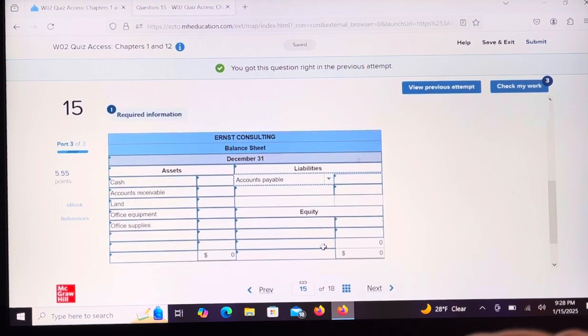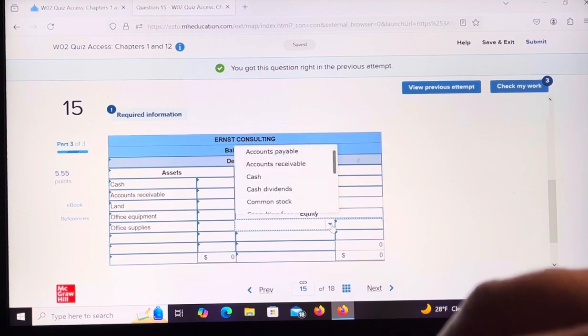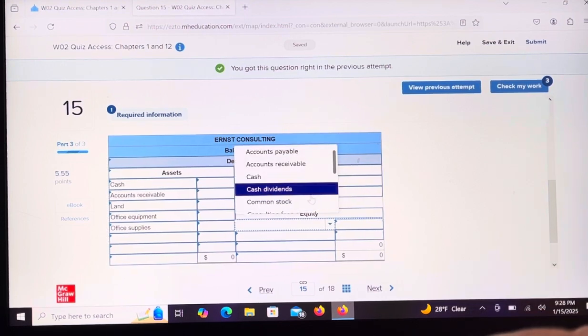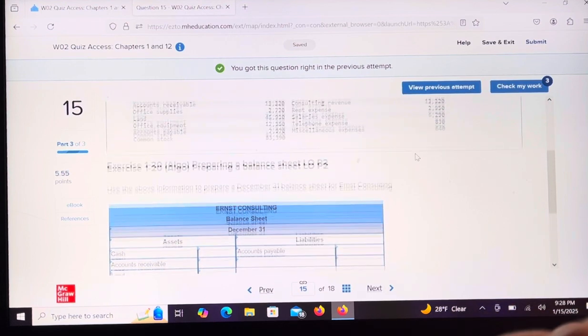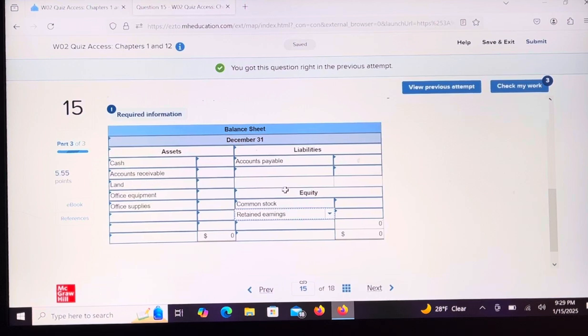Okay, now what items are equity? Well, equity is common stock. Go up here. Common stock, retained earnings. That's the answer we got in question 14. And that looks like those are equity. We're going to go ahead and fill those in from the drop-down menu. Now that we have our basic accounting events sorted by assets, liabilities, and equity, we're going to enter the amounts.